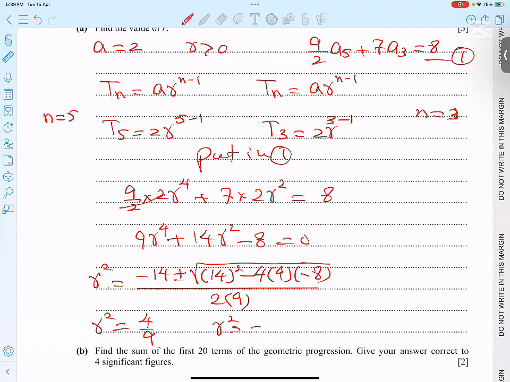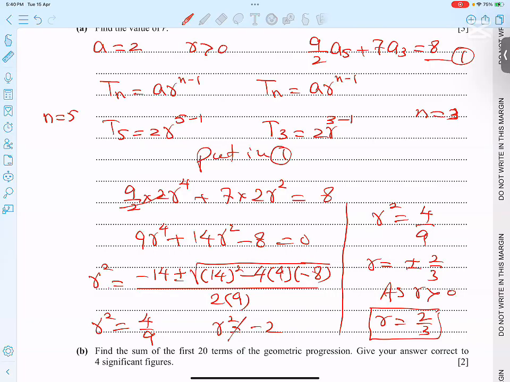I'm getting -2, and naturally, if I take a root of a negative, it is a math error, undefined. So I'm leaving it here. I've got r to the power 2 equals 4 over 9. Taking a root of both sides, plus and minus 2 over 3. But as stated, r is more than 0, positive. So I must take 2 over 3, positive. Negative, I will not take.